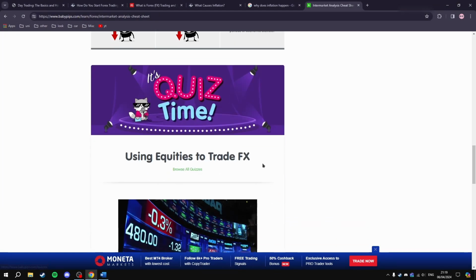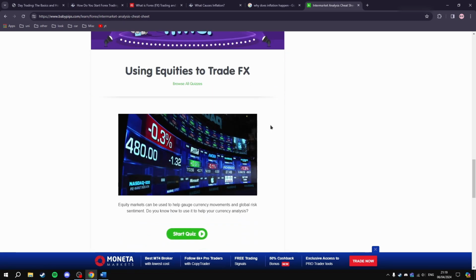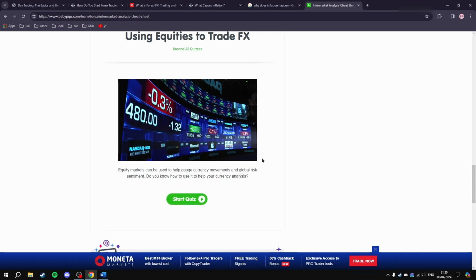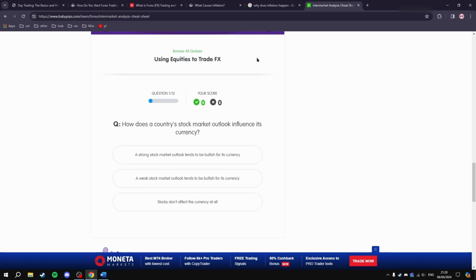Quiz time, using equities to trade FX. Equity markets can be used to help gauge currency movements and global risk sentiment. Do you know how to use it to help your currency analysis? Let's find out. How does a country's stock market outlook influence its currency? A strong stock market outlook tends to be bullish for its currency.